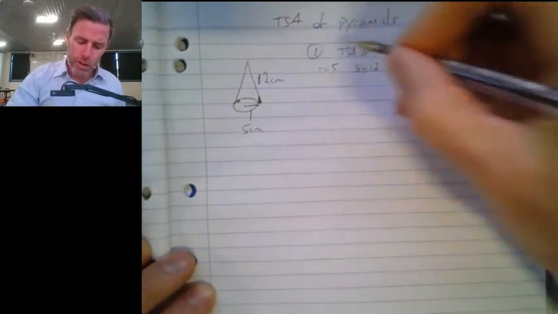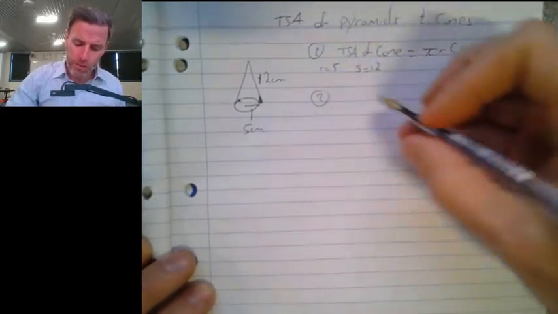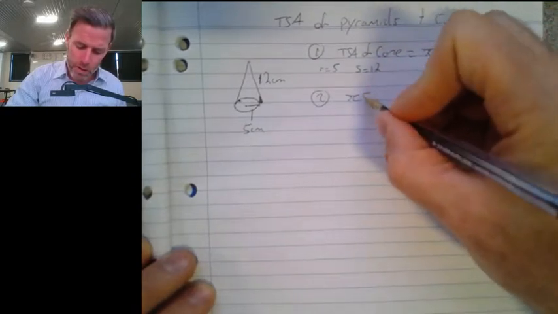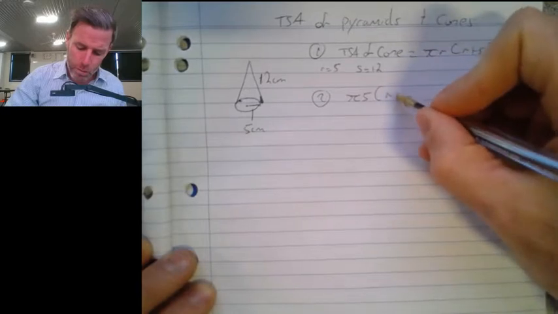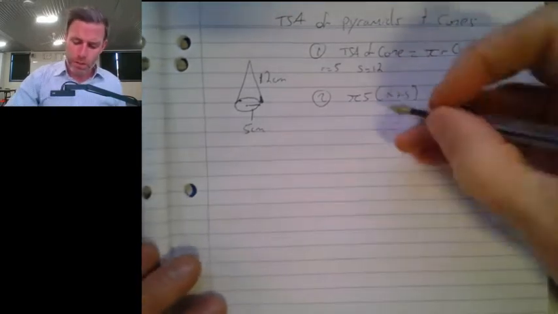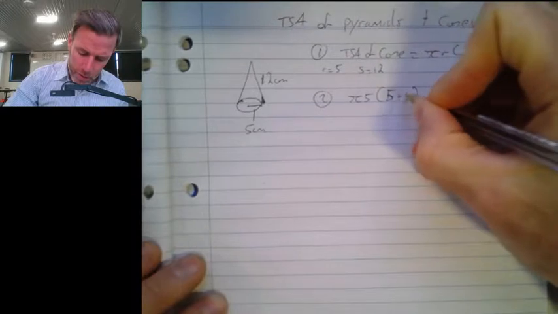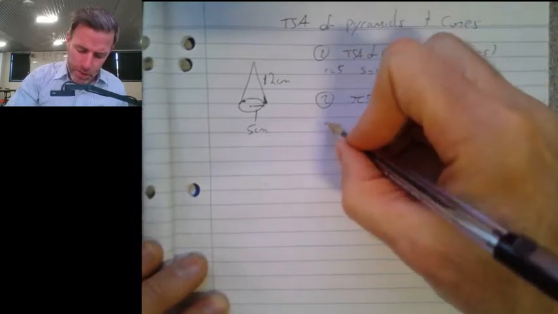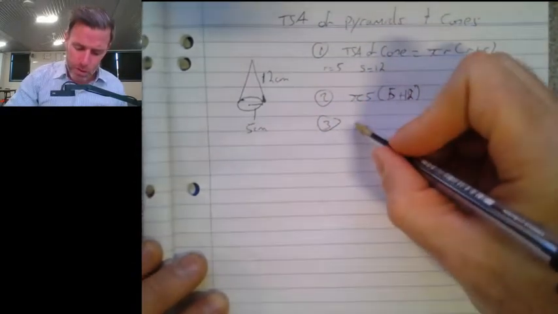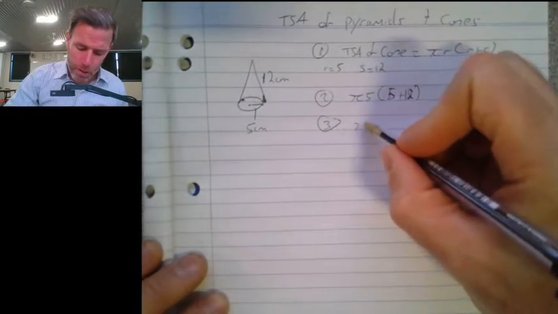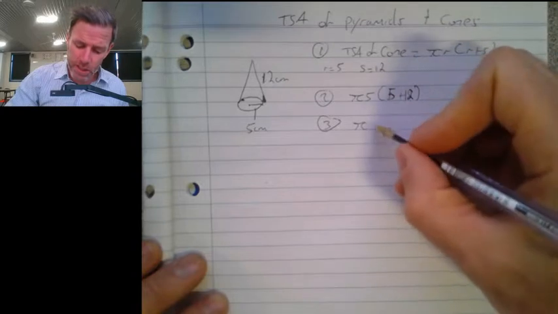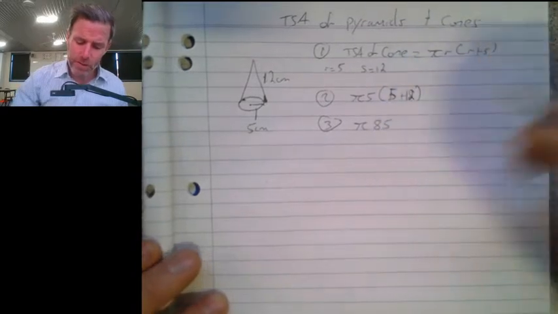So step 1 is formula, then we'll substitute in. So pi stays the same, times r, which is 5, bracket r plus s, pardon me, 5 plus 12. And then the last bit we solve. So it's pi times 5 plus 12, which is 17. 5 times 17 is 85, so it's 85 pi.